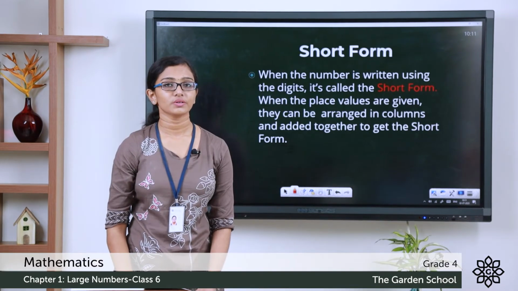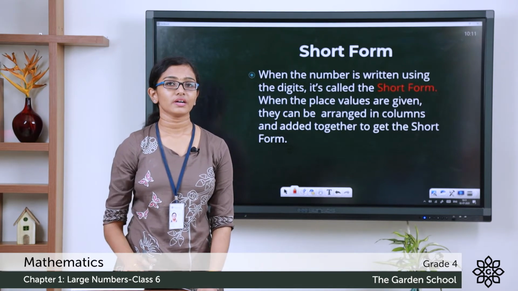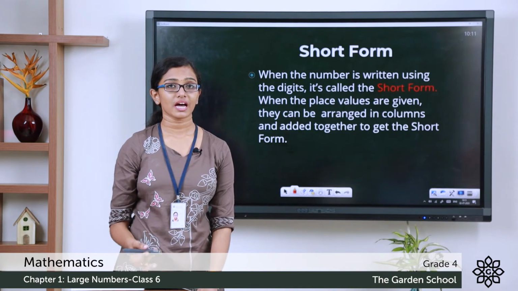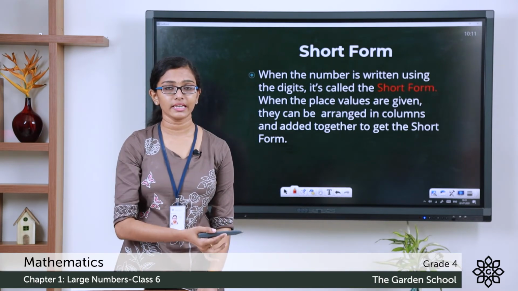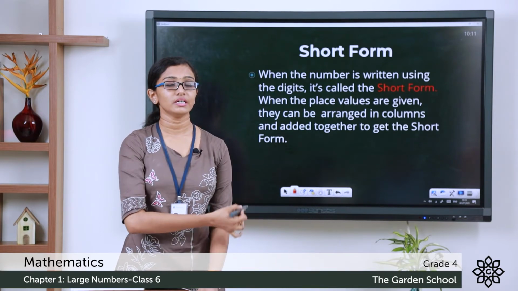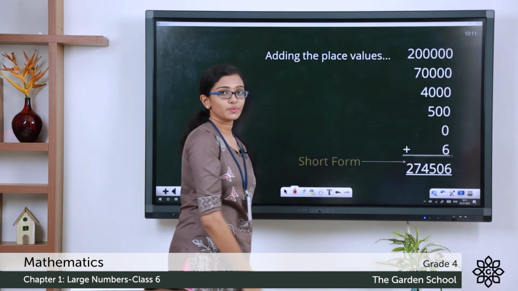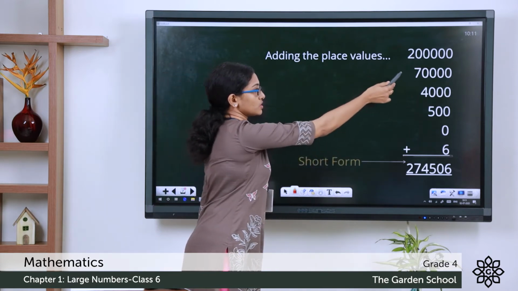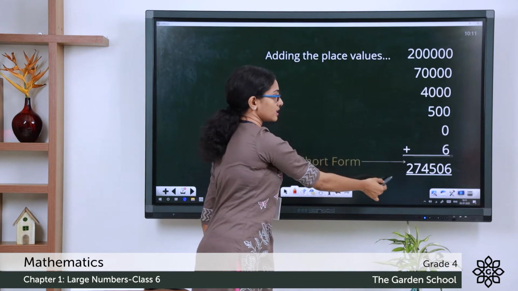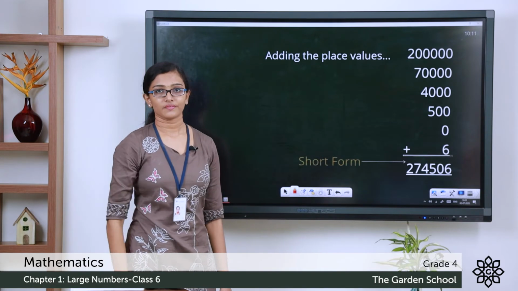When a number is written using its digits, it's called the short form of the expanded form. If you are given a set of place values and you are asked to write the short form of it, you just have to write all the place values vertically, add them all together, and the resulting answer will be the short form of the given expanded form. Let's see that with an example. You are given the place values. To find the short form, just arrange all the place values vertically and add them column wise, and the resulting number is the short form of the given expanded form.